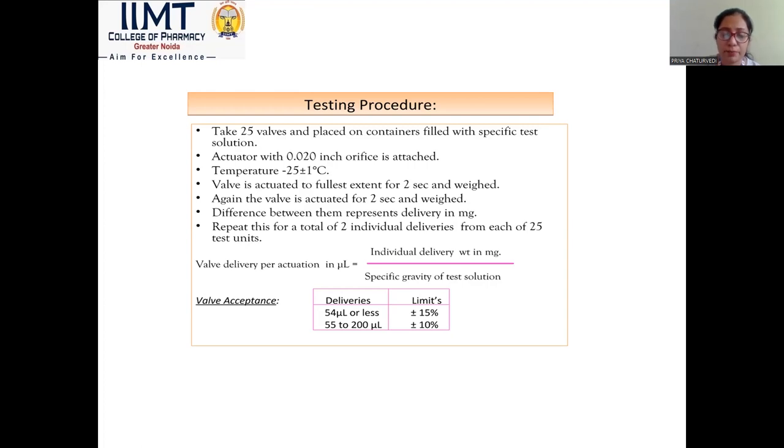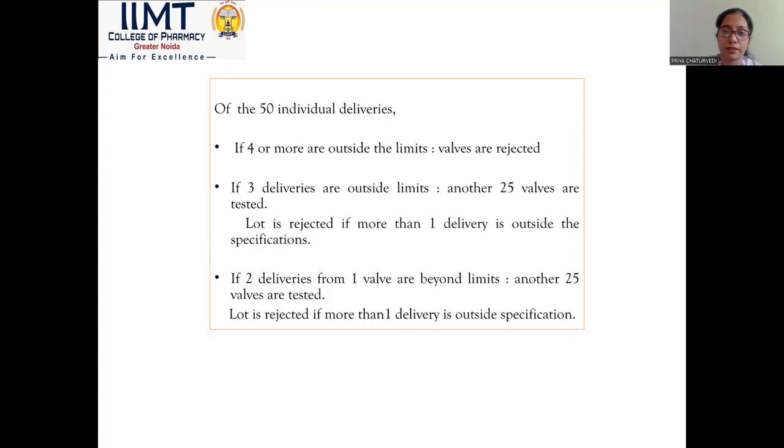25 test units. Then by this formula, the individual delivery weight in mg upon specific gravity of test solutions, we tested and calculated. The value which is accepted is 54 microliter or less, with plus or minus 15% as the limits, and 55 to 200 microliter with plus or minus 10% as the limit. Of the 50 individual deliveries, if 4 or more are outside the limits, valves are rejected.